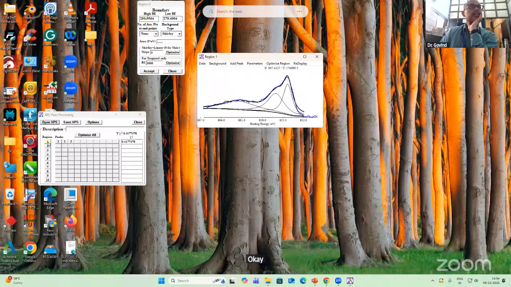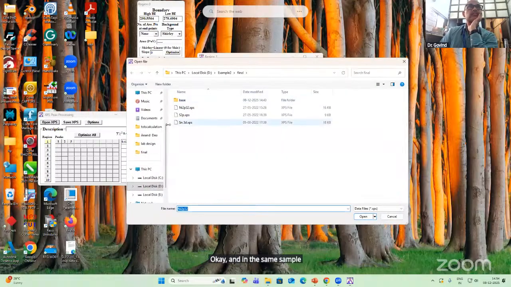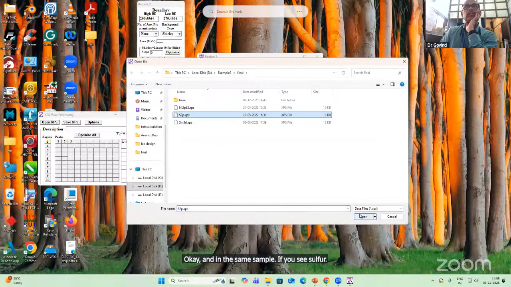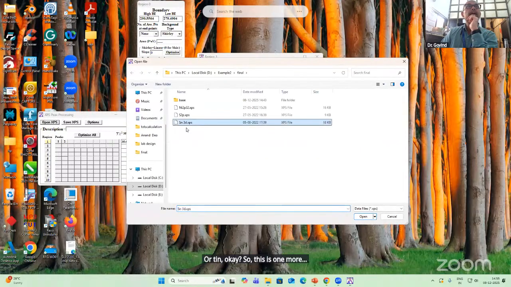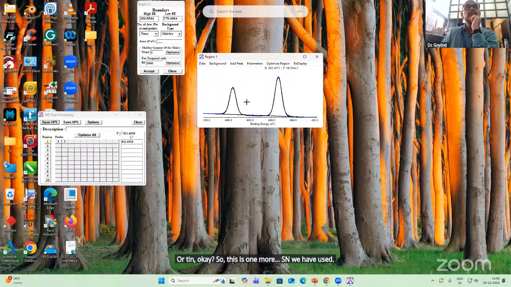In the same sample, if we see sulfur, open it, sulfur got two peaks. Asymmetry means that sulfur is definitely bonding with the nickel or tin. So this is one more, Sn, tin, we have used. In the tin also we got, look at these two distinct peaks of tin.